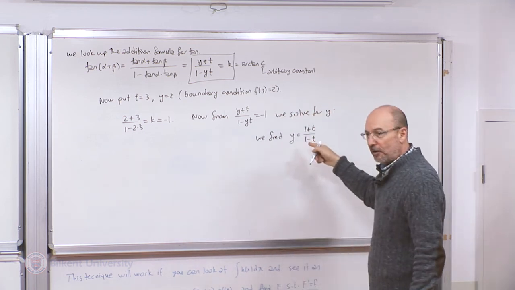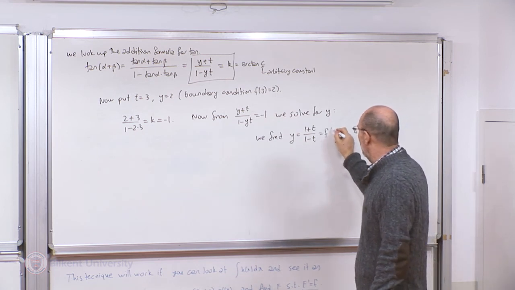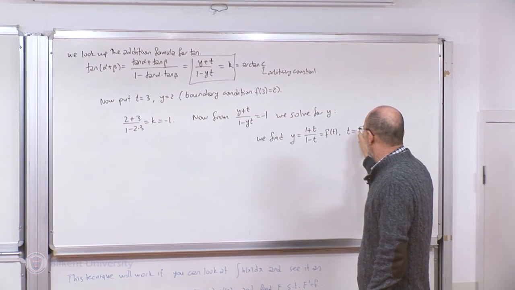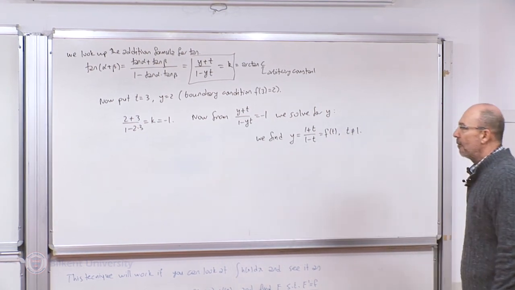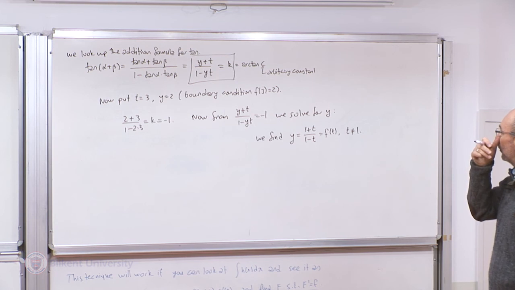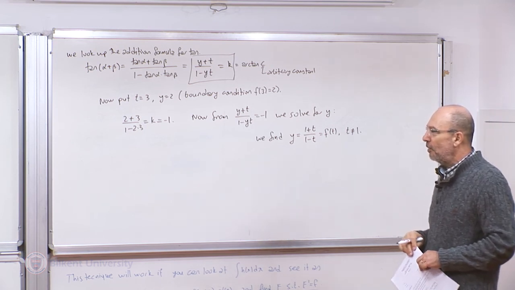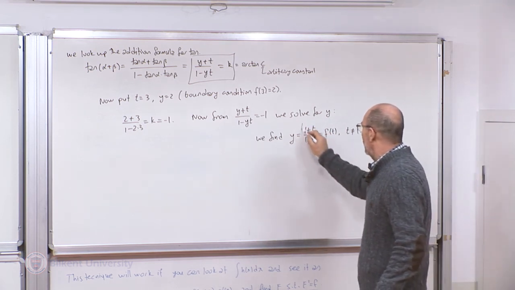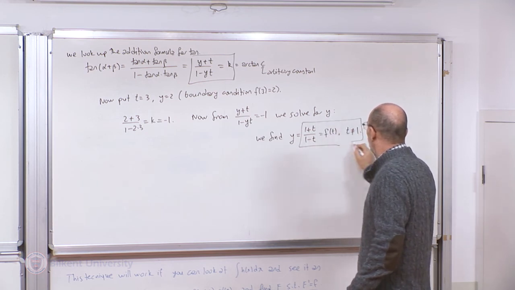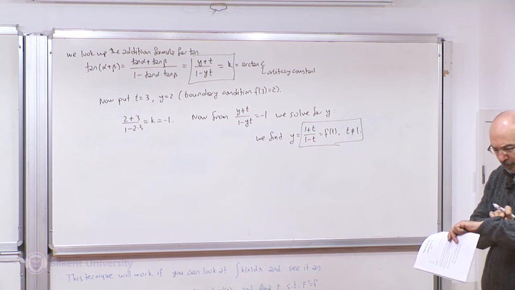Okay, now we know that t cannot be 1. So this is our f of t, and t will not be 1. Okay, so that is the solution to this question. Find the function f. So the function f is this one, and now you can check that it satisfies those conditions.